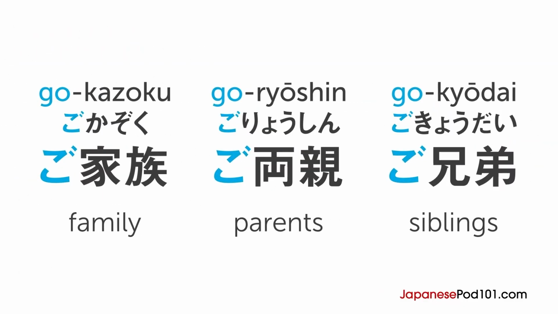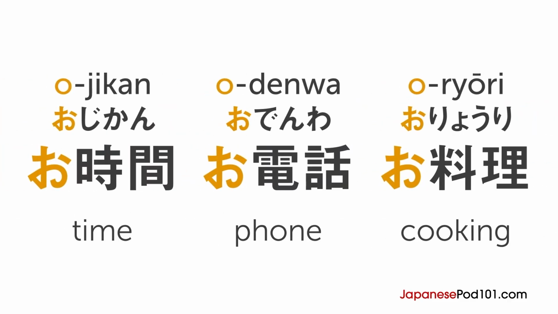On the other hand, go is used with kango or Chinese origin words. They are usually compounds made up of two kanji. For example, gokazoku, which means family, goryōshin, parents, and gokyōdai, siblings. However, there are some exceptions such as ojikan, odenwa, and oryori. They are kango, but they take o. I recommend you only worry about the exceptions after you get used to the basic rule.